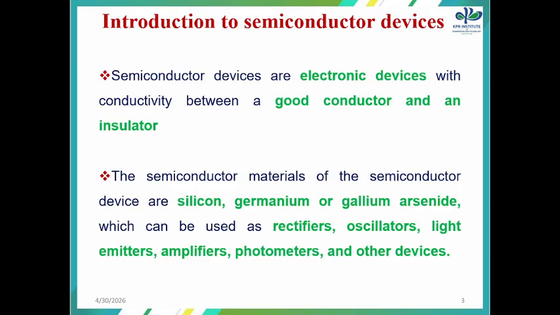Semiconductor devices are electronic devices with conductivity between a good conductor and an insulator. The semiconducting materials of semiconductor devices are silicon, germanium, or gallium arsenide, which can be used for rectifiers, oscillators, light emitters, amplifiers, and photometers. Even we can also use some other devices. So these are some applications of semiconducting materials.